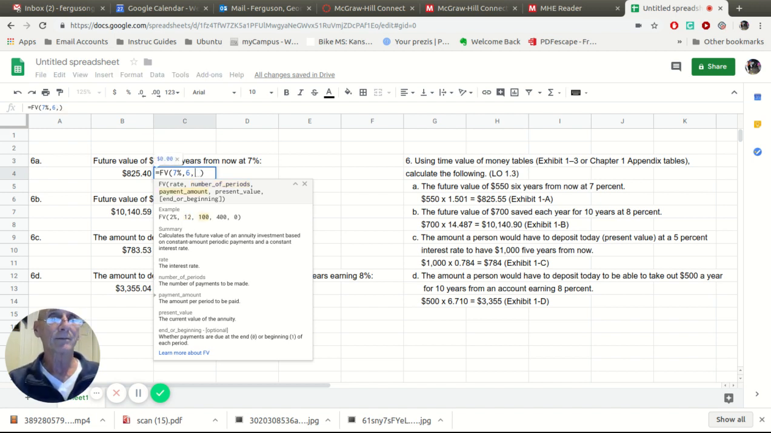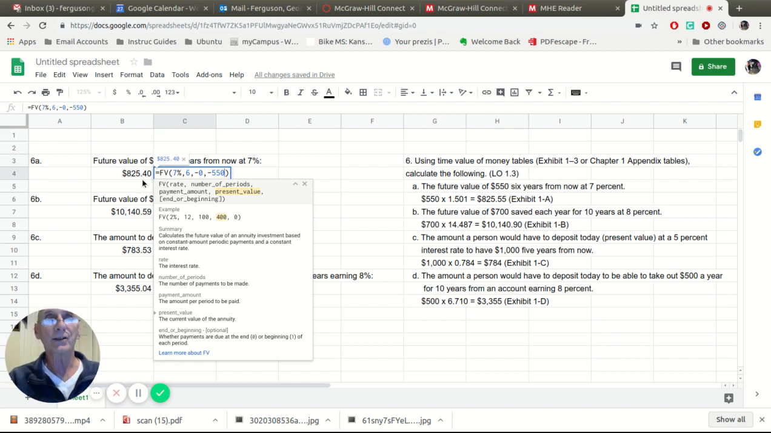The payment amount. All right. The payment amount. What you're doing is you're putting away $550. Oops. Payment amount is 0. Okay. Comma. Present amount. I'm putting $550 away. So the present value of what I'm putting away is minus $550. In other words, I'm taking $550 out of my pocket and putting that in there.